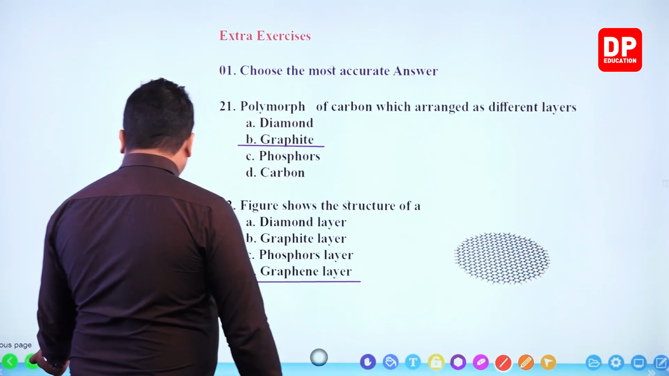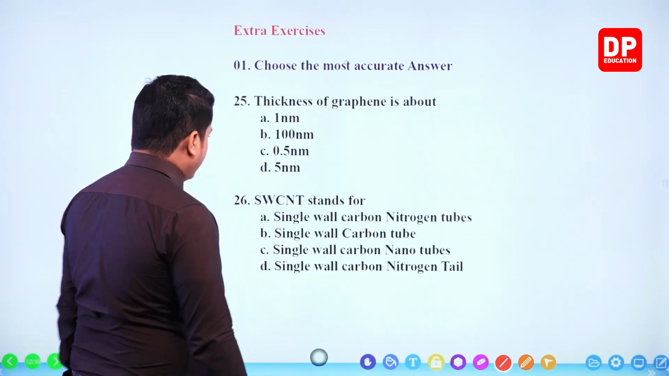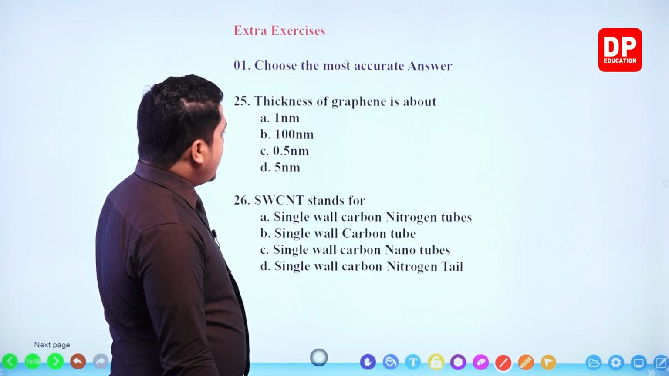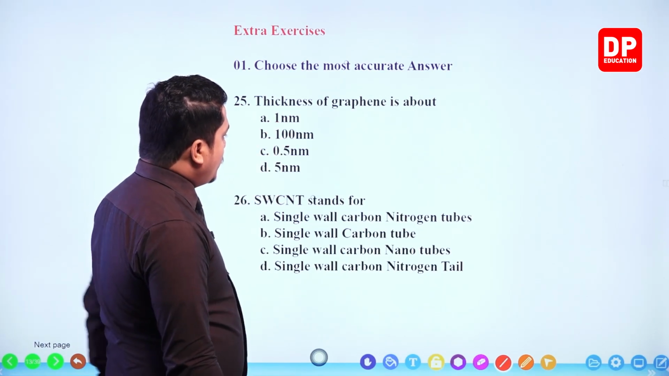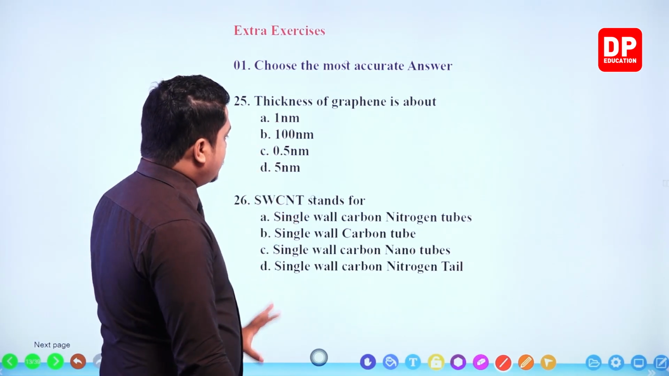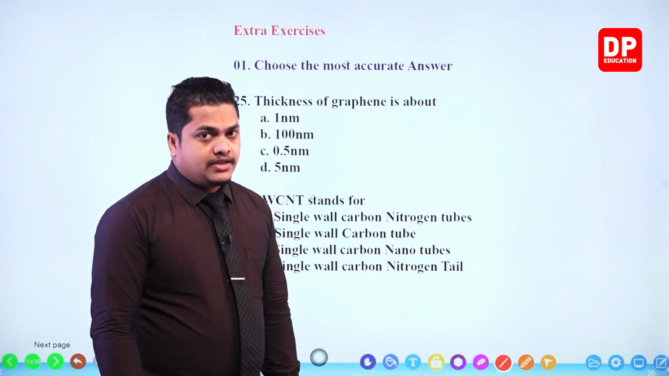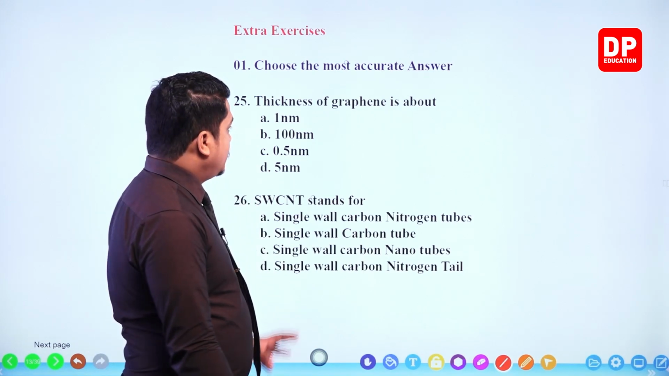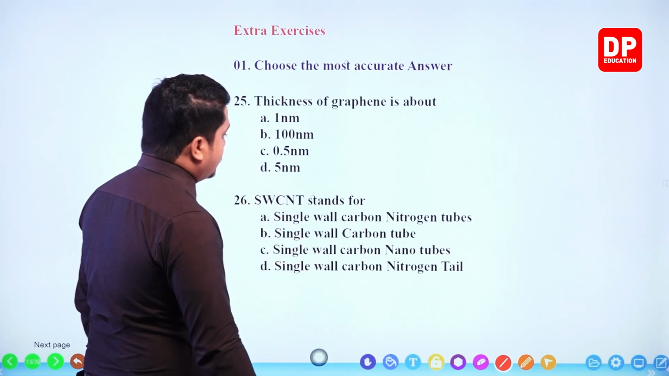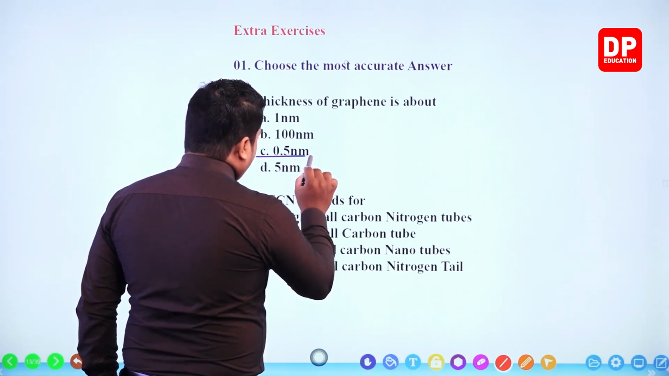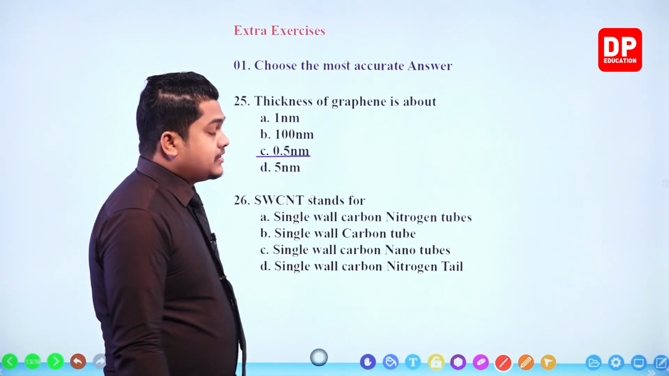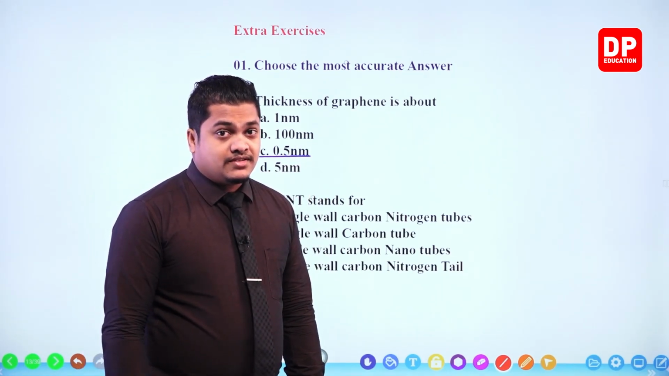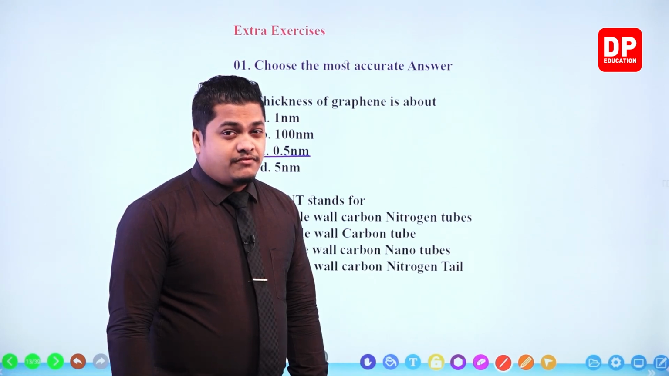So let's go for the answers now. 1 nanometer, 100 nanometers, 0.5 nanometers, 5 nanometers. Actually, the thickness of graphene is about 0.5 nanometers. See, very thin.